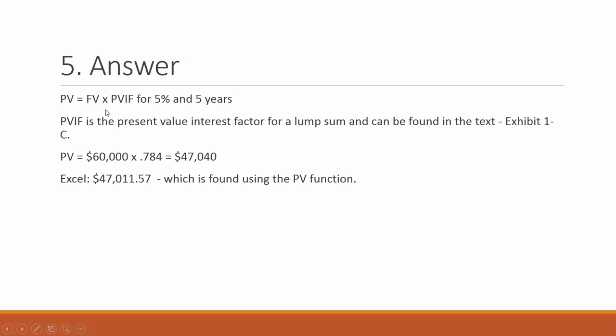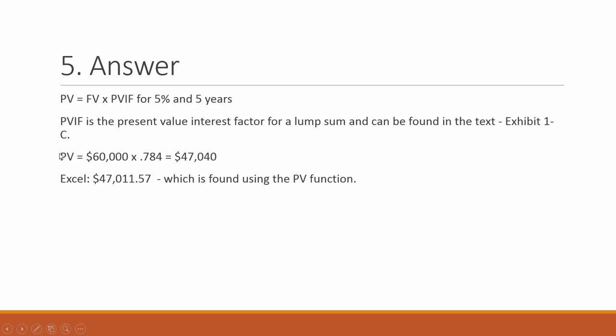So you have to use this basic formula here, that a present value is equal to a future value amount times a present value interest factor, and in this case for 5 years and 5%. So 5% annual rate and 5-year holding period. The PVIF, present value interest factor, for a lump sum can be found in the text in Exhibit 1-C. And I believe that is on page 44 in your textbook. Again, make sure you're looking at the present value factors that deal with a lump sum and not an annuity. That's a whole different animal.